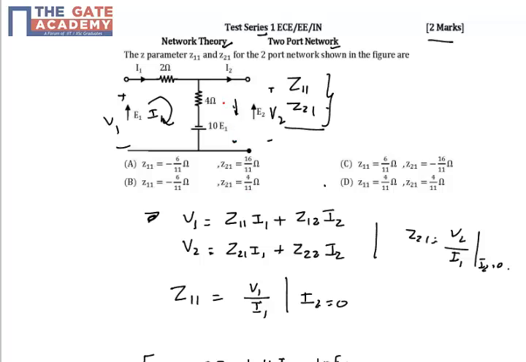But remember that the voltage across resistor is what? The current into resistance, but the current can only be I1, because Z21 is defined as V2 by I1 keeping I2 0, right? So the voltage polarities are plus minus, minus plus, they are subtractive. So your E2 will be 4I1 minus 10 E1, right? So V2 is 4I1 minus 10 E1.